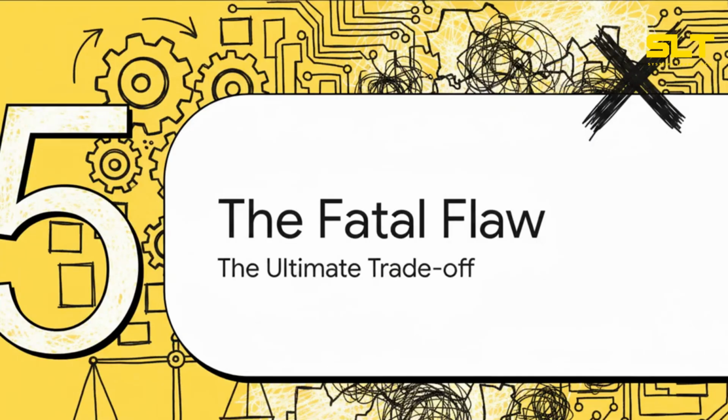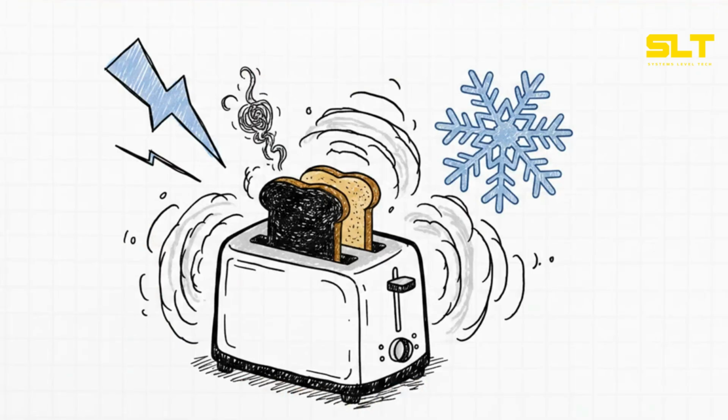And finally, Section 5, the fatal flaw. Let's talk about the ultimate trade-off. So the major glaring disadvantage of using any open-loop system is right here. It is incredibly poorly equipped to handle disturbances. Think about it for a second.